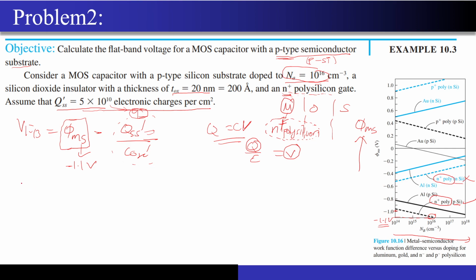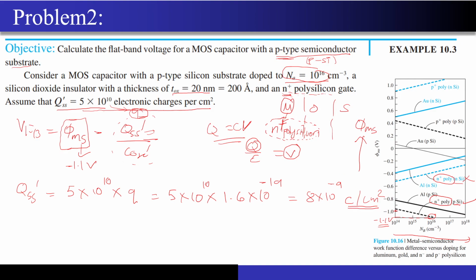So now if I write QSS dash, as I already told you, I have to multiply it with the factor of q. So what will it become? 5 into 10 to the power 10 into 1.6 into 10 to the power minus 19, very sorry. So now this will become around 8 into 10 to the power minus 9 coulombs per centimeter square. Now just notice the units. This is coulombs per centimeter square. This was just electronic charges per centimeter square. So be very careful with the units when solving any question, right? Now we have the value of QSS dash.